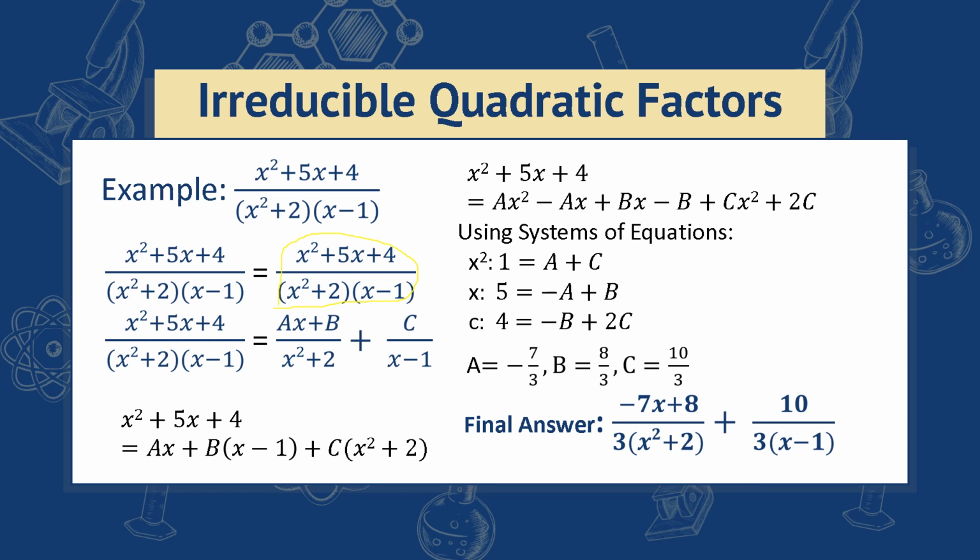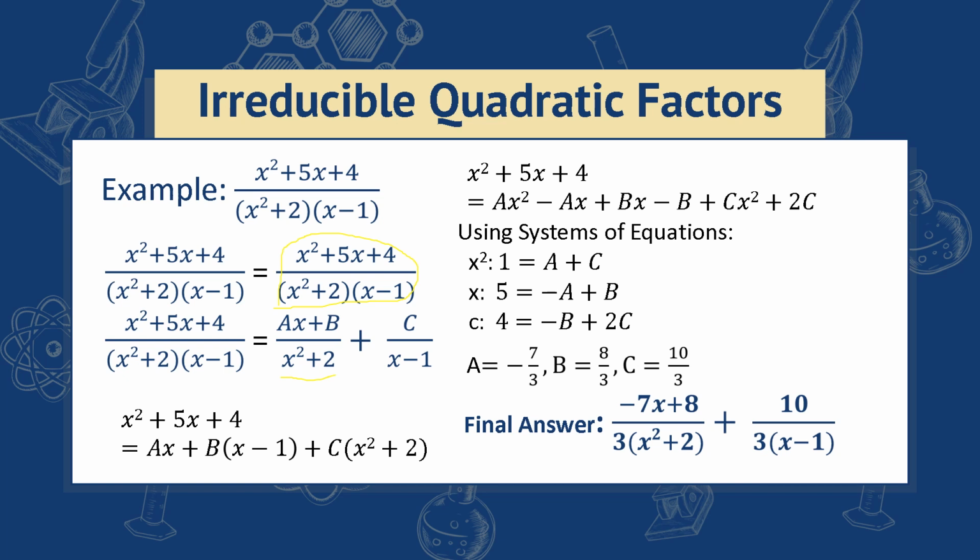Next, we'll now use the cases that we know already. So x squared plus 5x plus 4 divided by the quantity of x squared plus 2 times x minus 1 is equal to ax plus b divided by x squared plus 2 plus c divided by x minus 1. So we need to be careful on where we put our ax plus b and c. Some students might put ax plus b under x minus 1, which would result in them getting the wrong answer. So always remember that ax plus b has the denominator of an x raised to the second power, which is this.